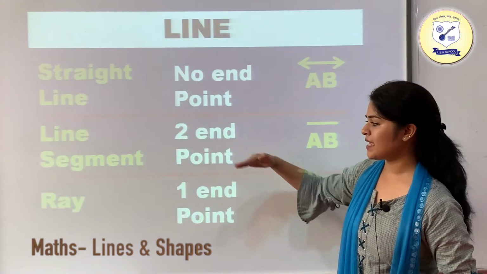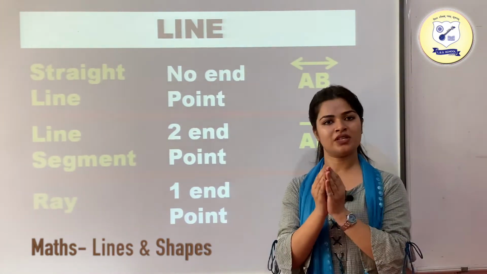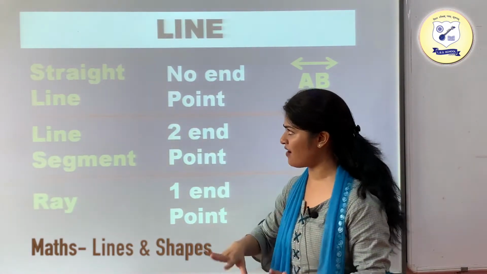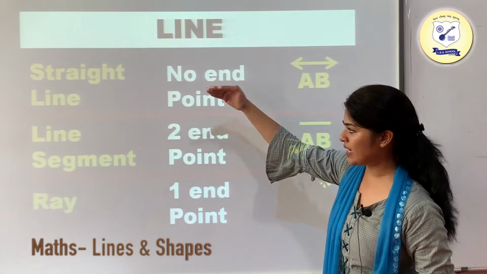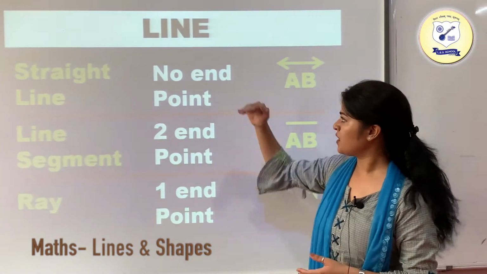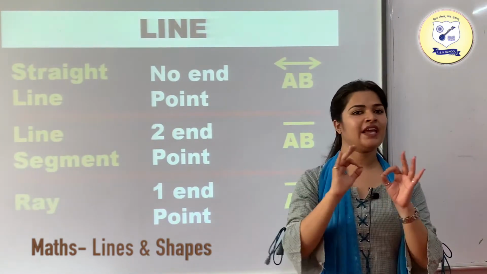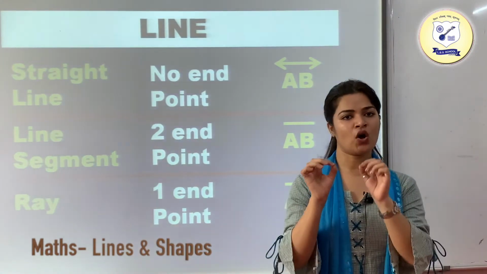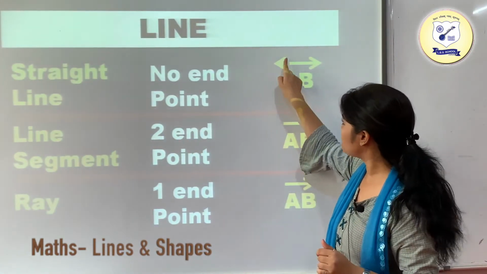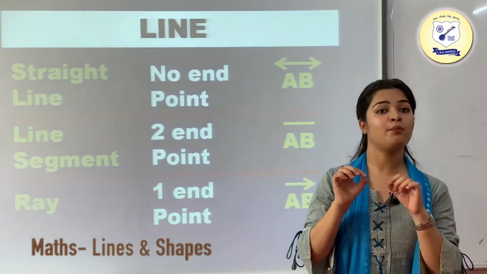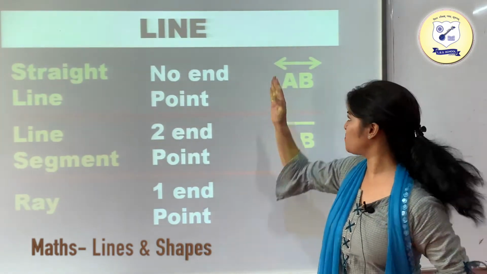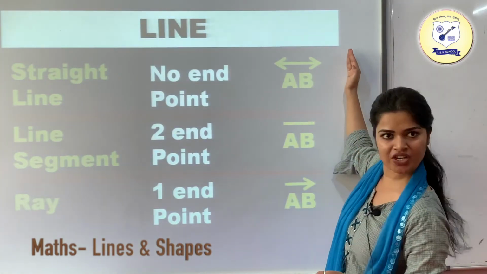Straight line, line segment and ray. Now we are going to discuss these three things which we have already learnt about. In a line we do not have any end point, since we can elongate in both the directions, hence we have made arrows on both sides of this line, since we can elongate in this direction and this direction as well.